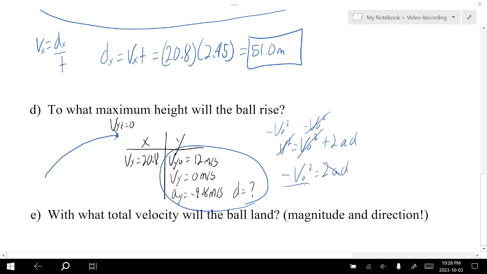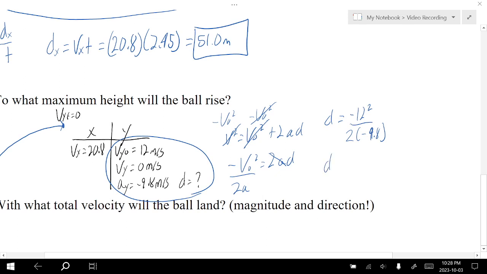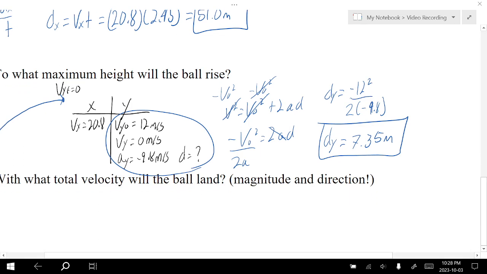I will divide by 2a on both sides, leaving me with d equals negative 12 squared over 2 times negative 9.8. And that gives me a y displacement of 7.35 meters. So the maximum height that the ball reaches is 7.35 meters above the ground before it starts returning back to the field.